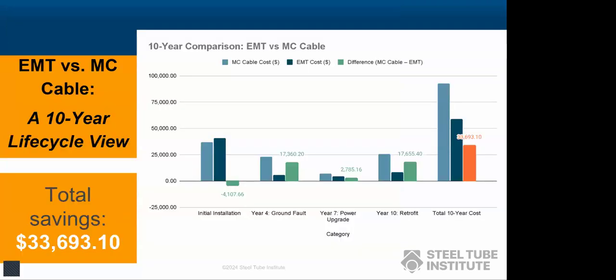And so showing the numbers here, you can see the initial install was $4,000 more expensive with EMT. But then any one of these other products or instances results in a more resilient product being much less expensive. And any one of them could make the difference in overcoming that $4,000 initial install.